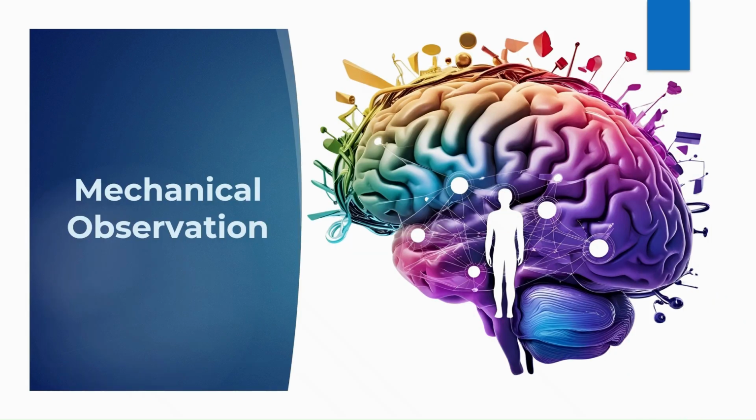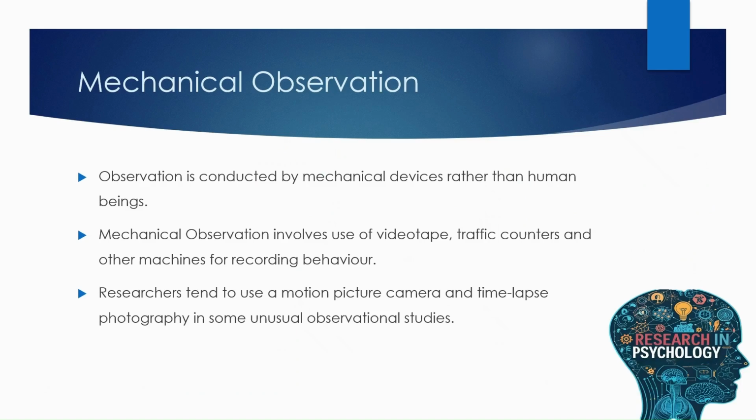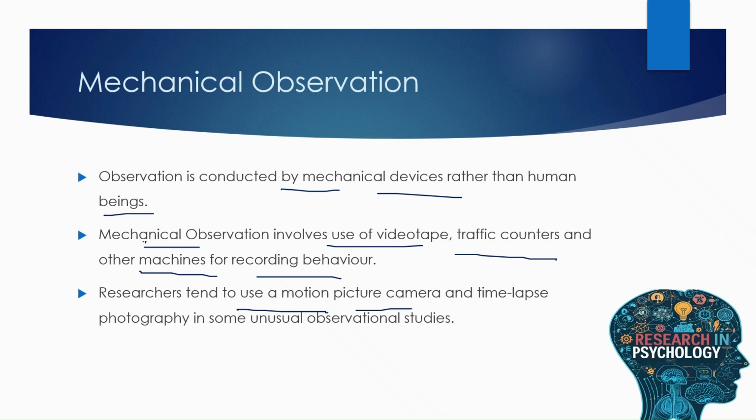And lastly, we have mechanical observation. Here, as the name suggests, the observation is conducted by mechanical devices rather than human beings, right? The mechanical observation involves use of videotape, traffic counters, and other machines for recording behavior. The researchers also tend to use motion picture camera and time-lapse photography in some unusual observation studies.